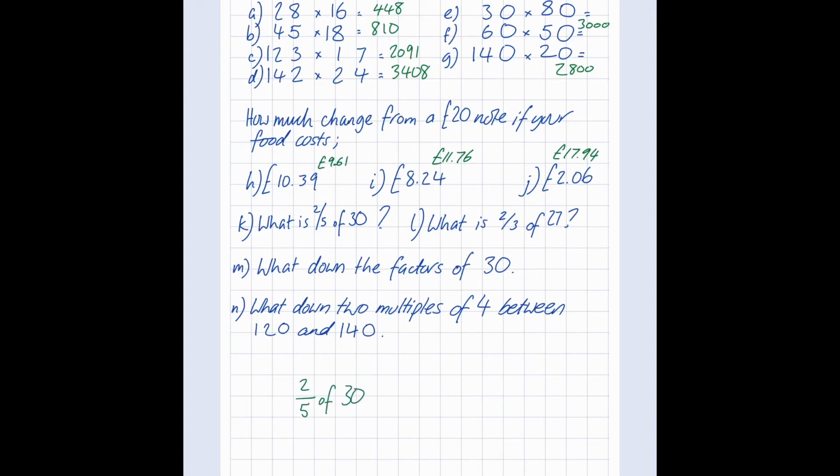Okay, how many 5s go into 30? 6. 6 times 2 is 12. And 2/3 of 27. How many 3s go into 27? It's 9. 9 times 2 is 18. So there's your answers there.